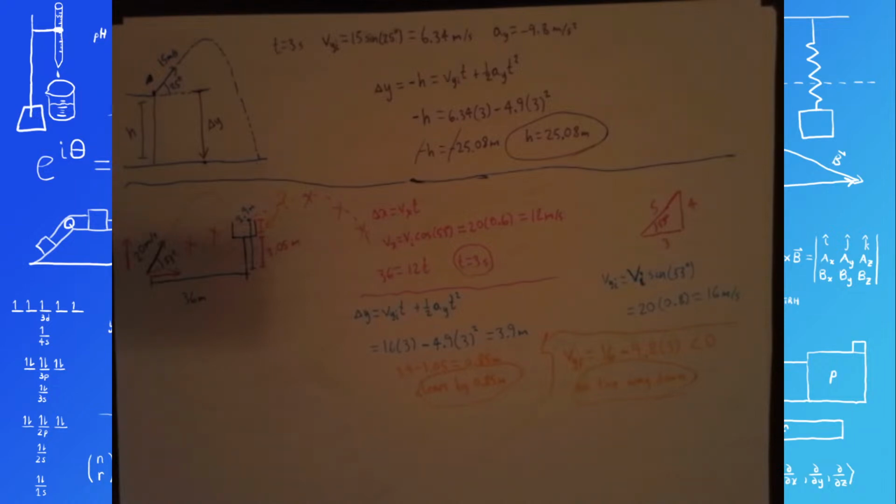A fireman, 50 meters away from a burning building, directs a stream of water from a ground-level fire hose at an angle of 30 degrees above the horizontal. If the speed of the stream as it leaves the hose is 40 meters per second, at what height will the stream of water strike the building?